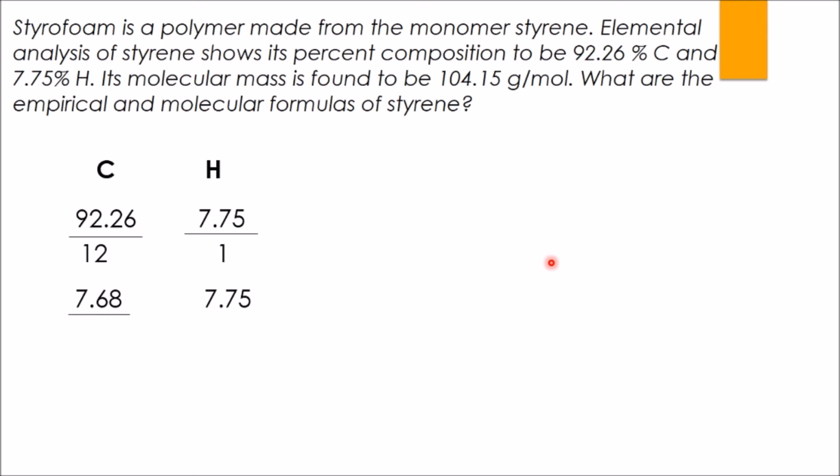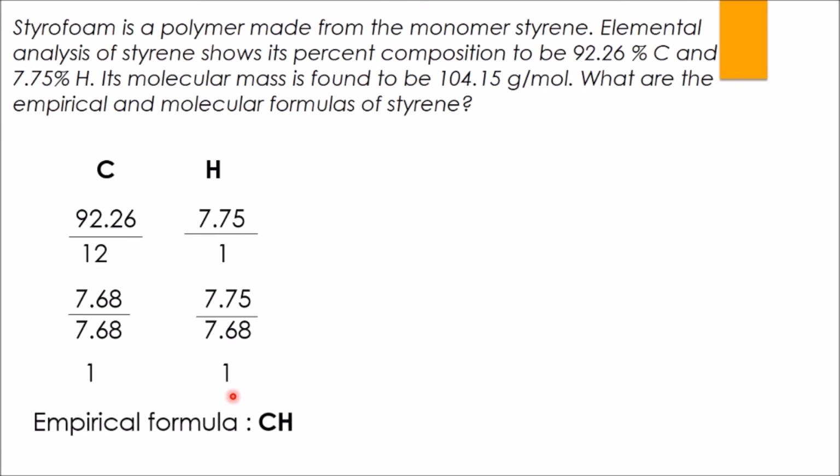What we are going to do, we are going to look which number is smaller in both the cases. 7.68 is smaller and 7.75 is greater. So we are going to divide both the numbers by 7.68. What are we going to get? We are going to get 1 carbon and 1 hydrogen. 7.75 divided by 7.68 is 1.00 something, so you are going to write it 1. We have carbon 1 and hydrogen 1. And what is the next step?